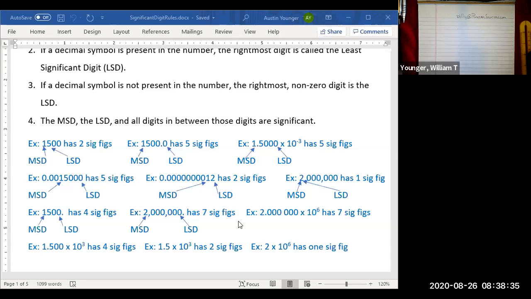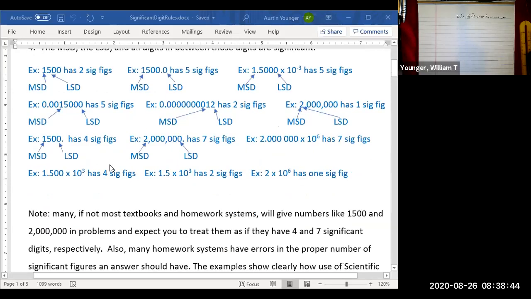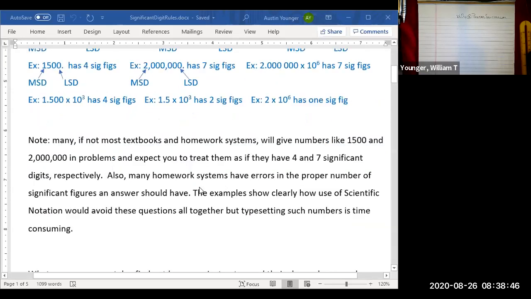With each person, whatever class you're taking, you need to find out from your instructor what the deal is on numbers like 1500, 500, 1000, stuff like that. This is where I explain that.